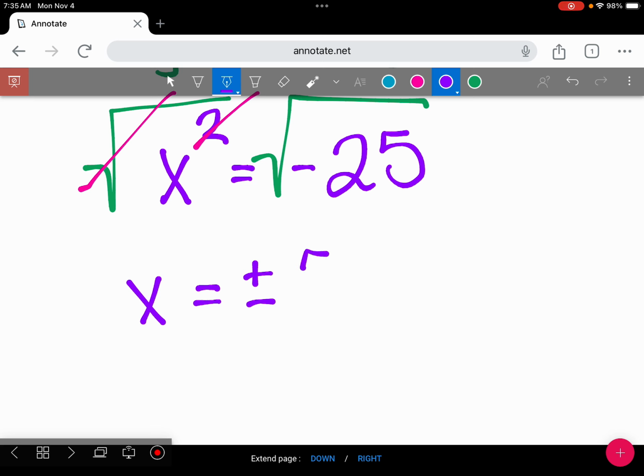The square root of 25 gives me 5, and the square root of negative 1 gives me i. So you do not have to write out the step where you expand it outwards. I would definitely count this as 100% fully shown work. Totally fine.